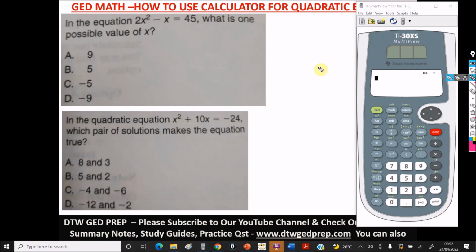Welcome. Okay, so in today's video we're going to be looking at how to use your GED calculator to solve quadratic equations in your GED test. When you have questions like this, here is how to quickly use your GED calculator to do this quadratic equation. Instead of going through the whole process of looking for the factors and all that, you can easily use your calculator to solve this too. And we're going to do it together.